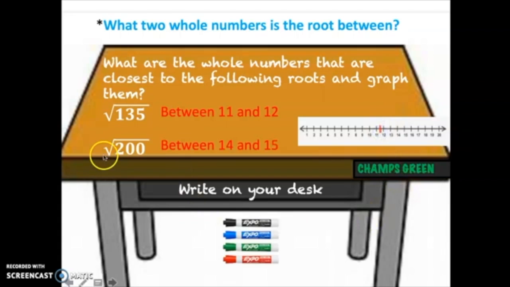For the root of 200, it's going to be between 14 and 15. And since 14 squared, if you look it up, is 196, then you're going to put it just a little bit more. Okay, let's do it about here. Okay, so that would be the one for the root of 200.